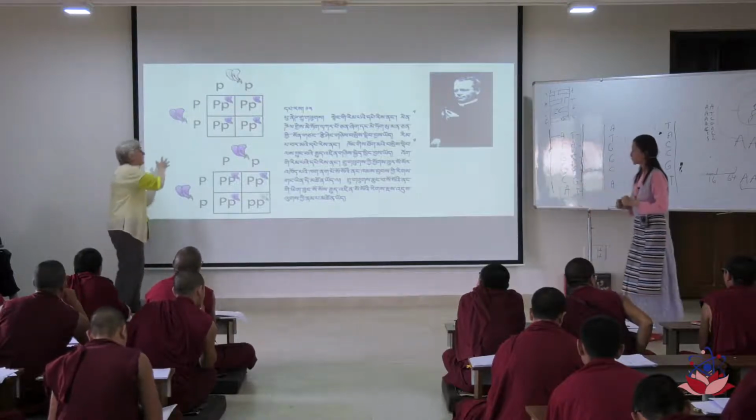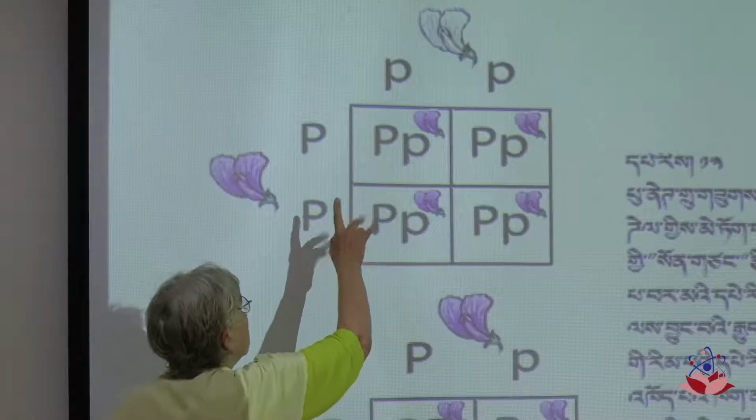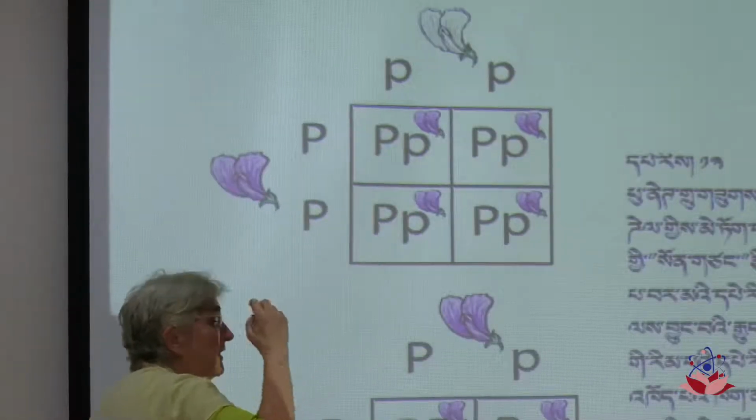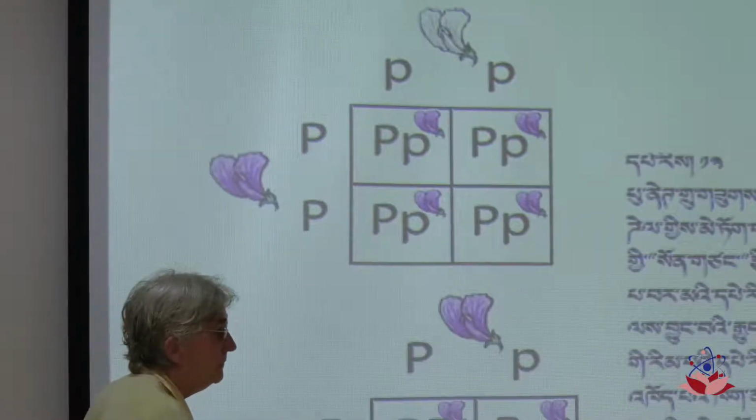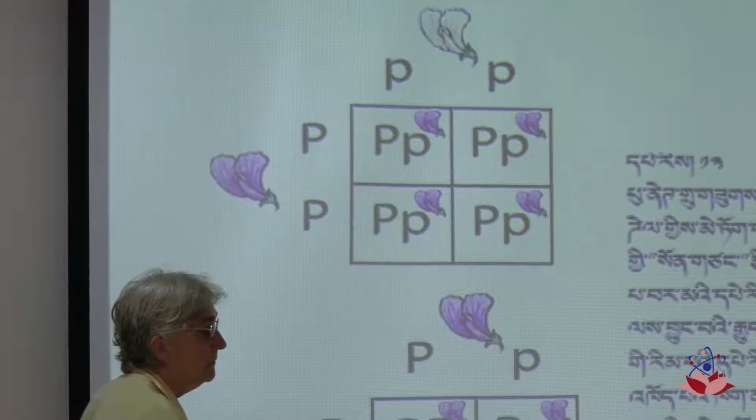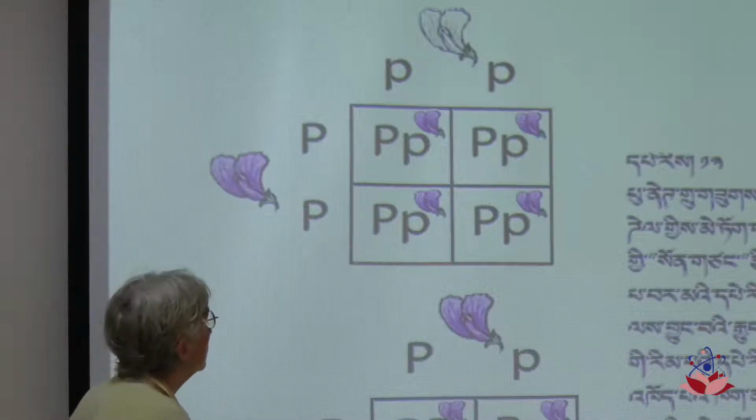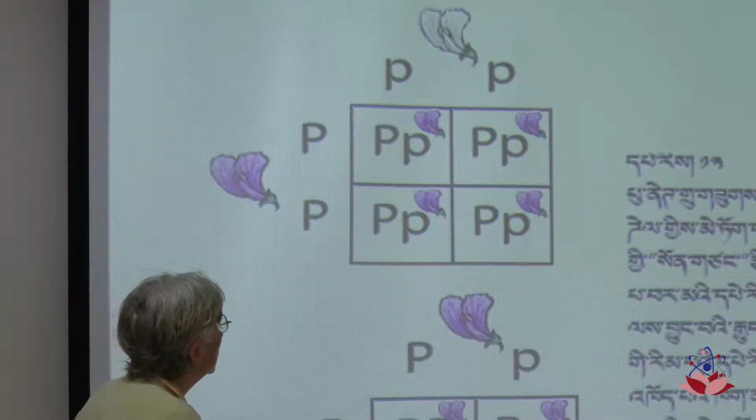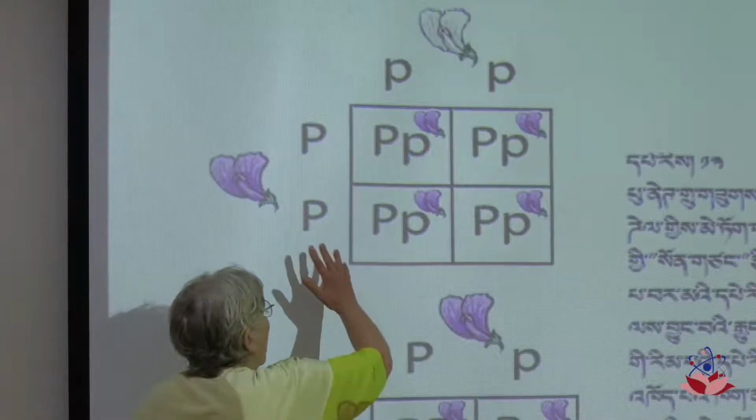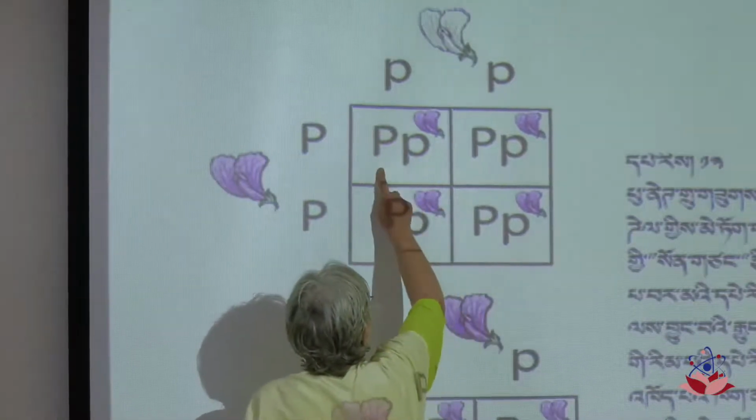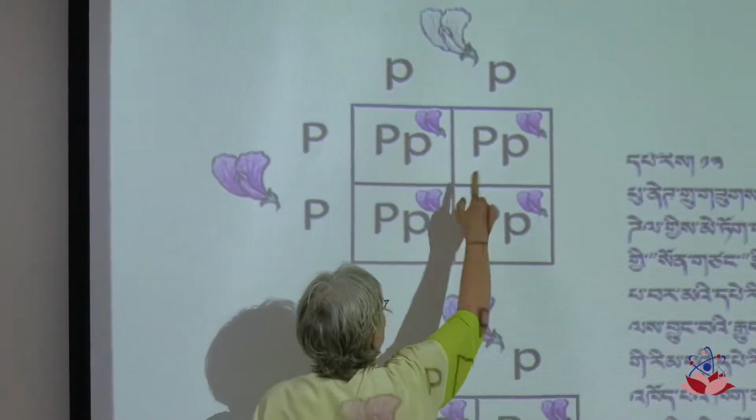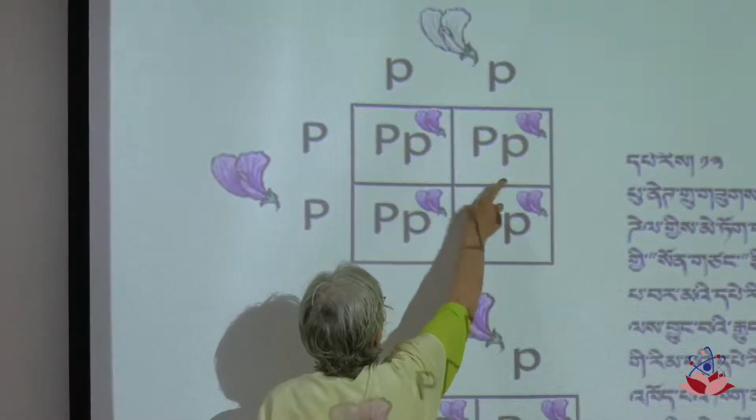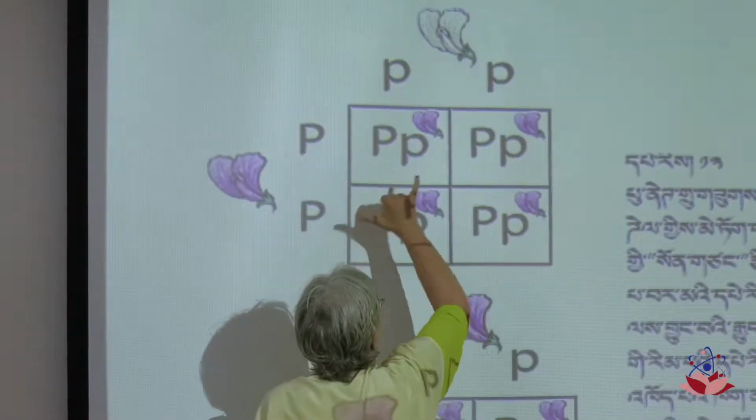And when you draw these squares, you can see these big P and little P represent alleles of the same gene, just like blue eyes and brown eyes. You know that all the offspring in the first generation have to be the same genotype because these parents only have these alleles to offer. So everybody has to get a little P and everyone has to get a big P because that's what their parents are bringing.